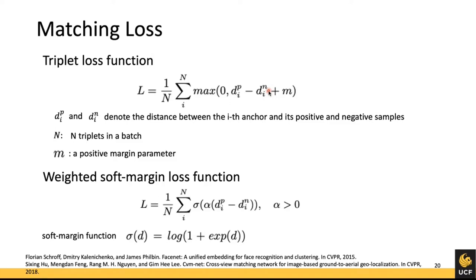So for the positive pair, the distance is not very small. So we have to penalize these kinds of examples to be able to learn a better feature representation. There has also been some improvement based on the triplet loss function, for example, this weighted soft margin loss.